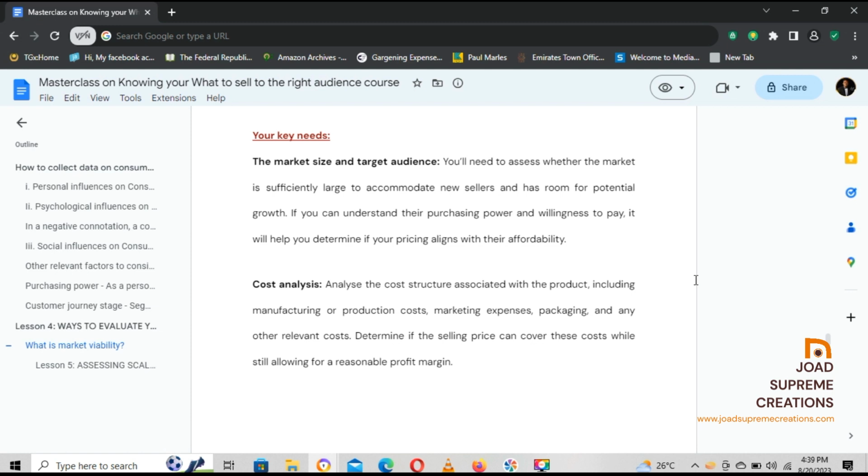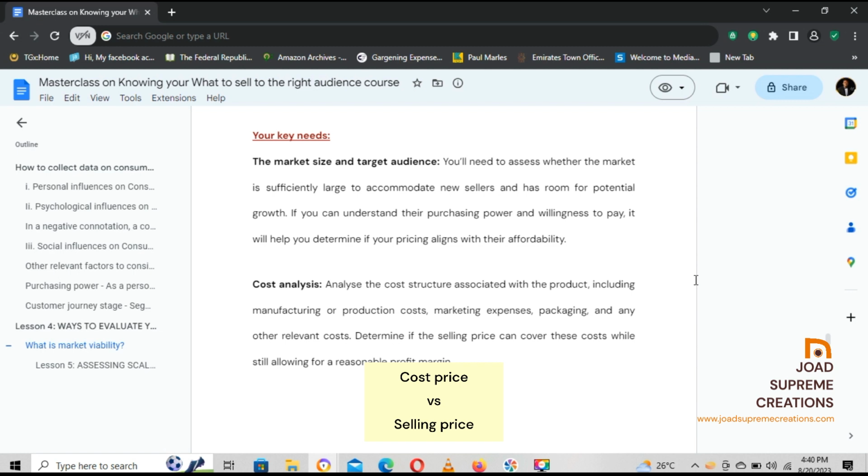Analyze the cost structure associated with the product, including manufacturing or production costs, marketing expenses, packaging, and any other relevant costs. Determine if the selling price can cover these costs while still allowing for a reasonable profit margin. You don't want to create a product for a higher price and then you are now selling it for a lower price. No, that's going to be a disaster. You soon get out of the market.